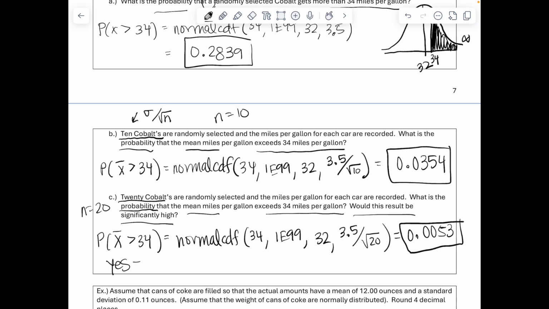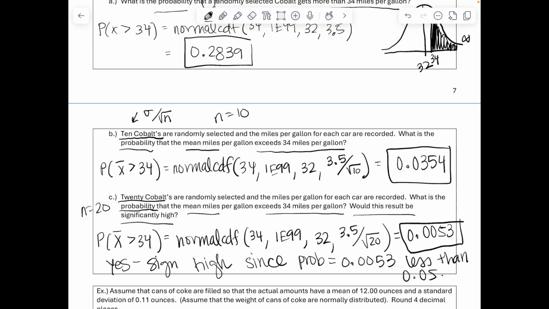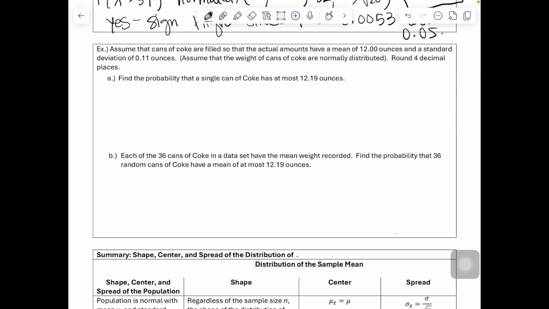And the answer is yes. And the reason why it's significantly high is because the probability is equal to 0.0053, which is less than that cutoff, which was 0.05.